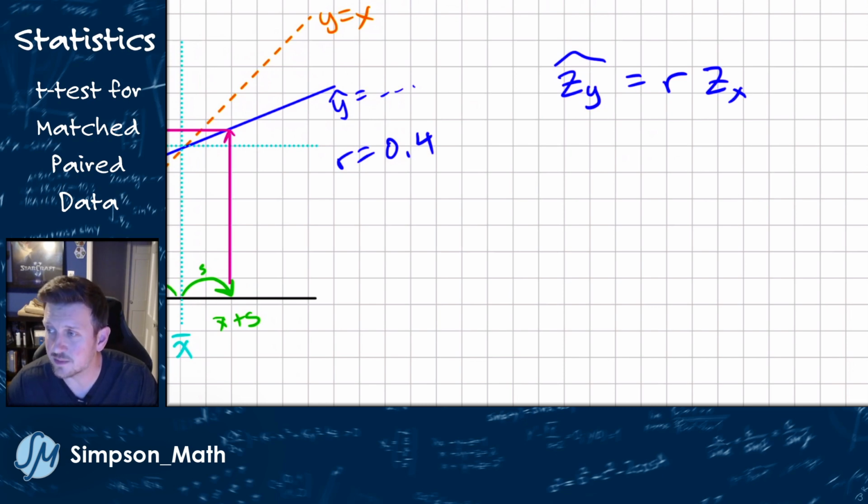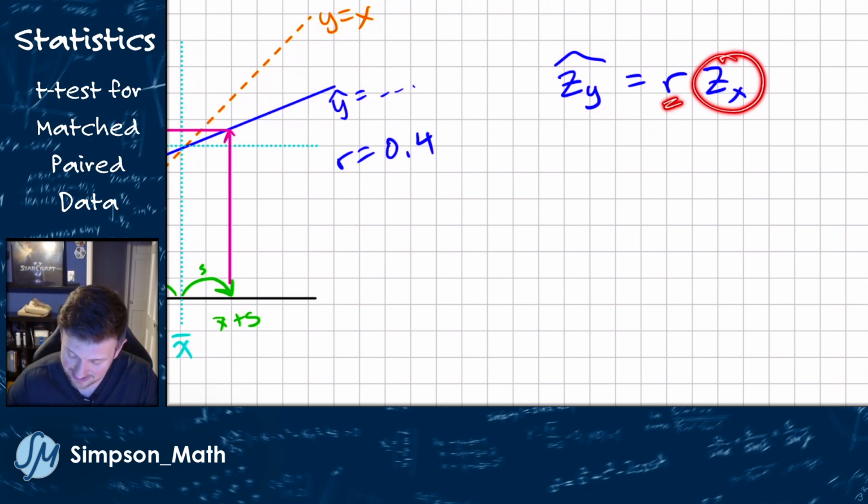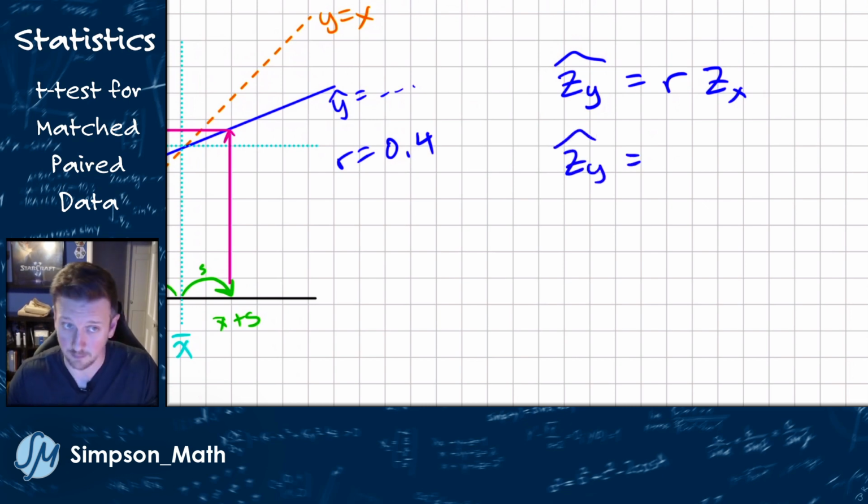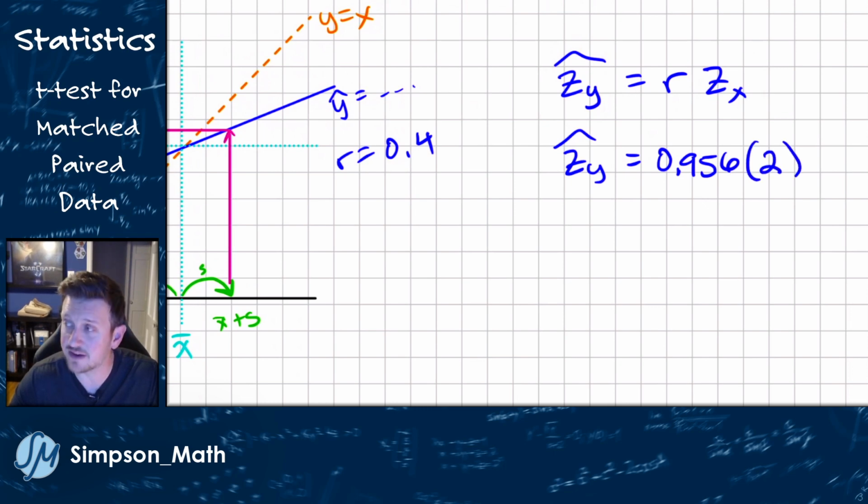So the predicted number of standard deviations we expect the output to be in the y direction is equal to r times the number of standard deviations we expect the data value to be above or below the mean in the x. In this particular case, r is 0.956, and I'm 2 standard deviations above the mean, so that's a positive 2. So the z-score itself is going to be a positive 0.956.